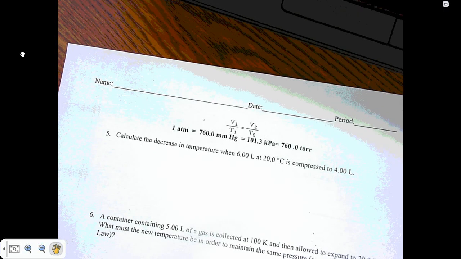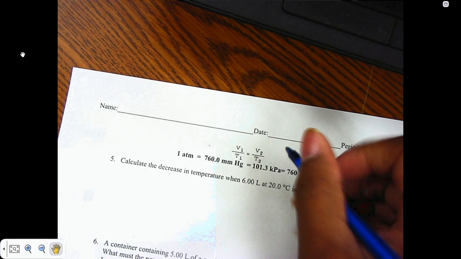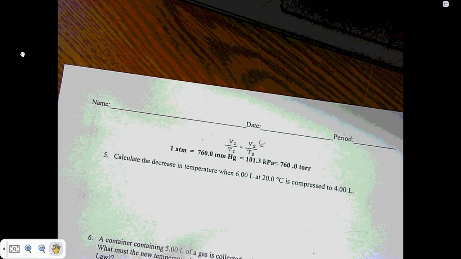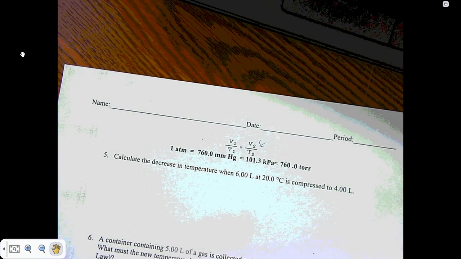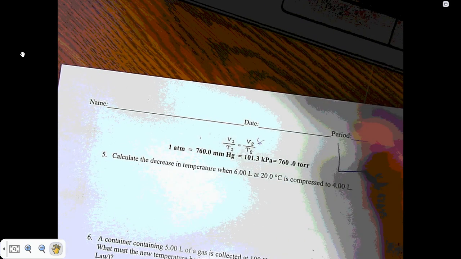Let's take a look at some problems that feature Charles' law. So we have our Charles' law equation indicated here. And the interesting thing about Charles' law, which is different from that of Boyle's law, is that it compares volume and temperature. It has a direct relationship, which means that as the volume increases, so does the temperature.